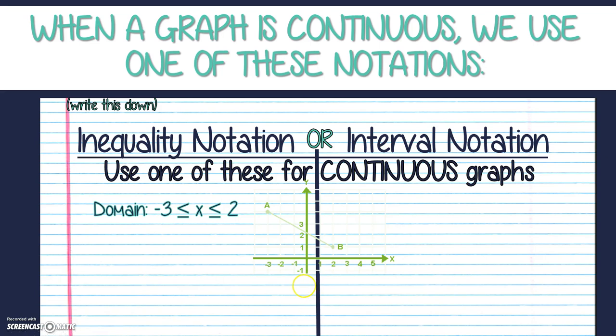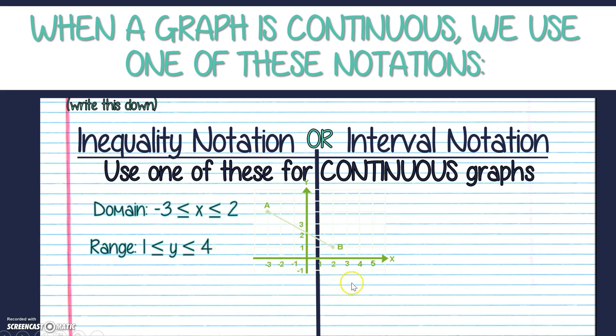Similarly, for our y values, our y values is our range, so it's how low to how high. Well, the lowest our graph goes is a positive 1, and then the highest our graph goes is a 4. So we have our range is 1 is less than or equal to y, because y is our range values, which is less than or equal to 4.